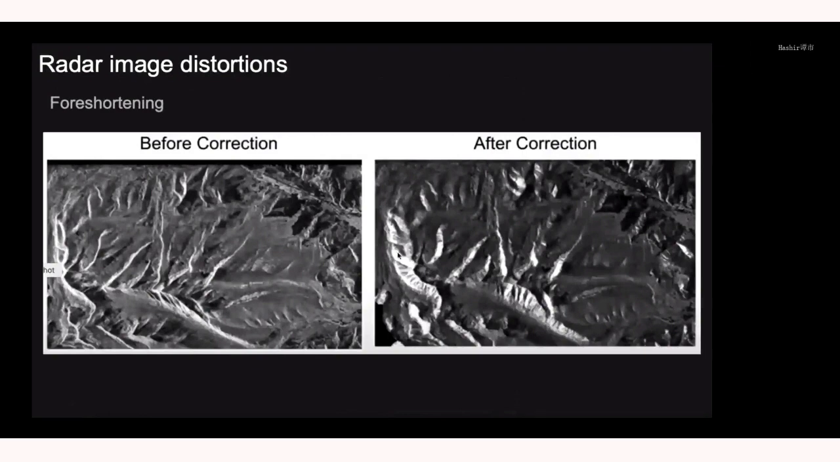In this example, you can see before correction and after correction, where the foreshortening is corrected. In the left image, we can see that all the mountains are leaning to the left side, and after the correction, we can see their original and real shape.